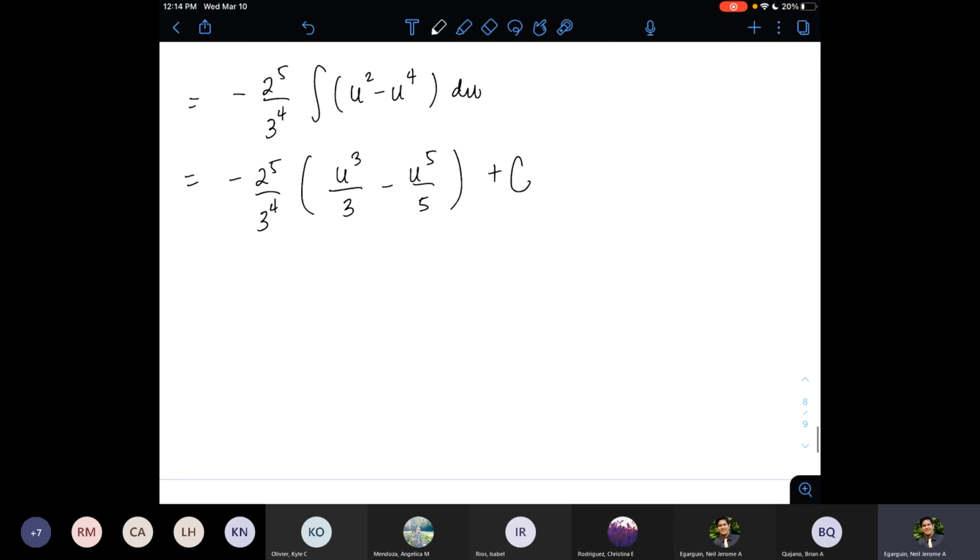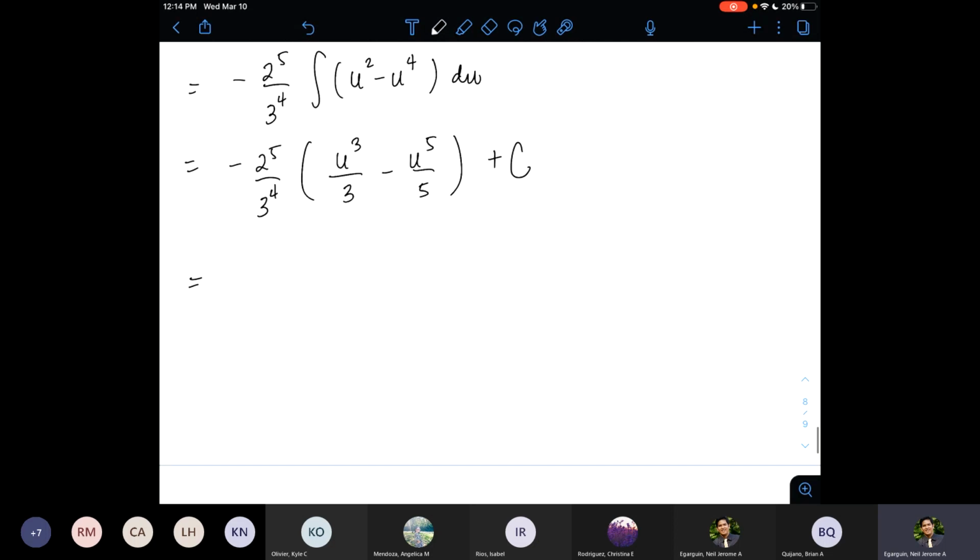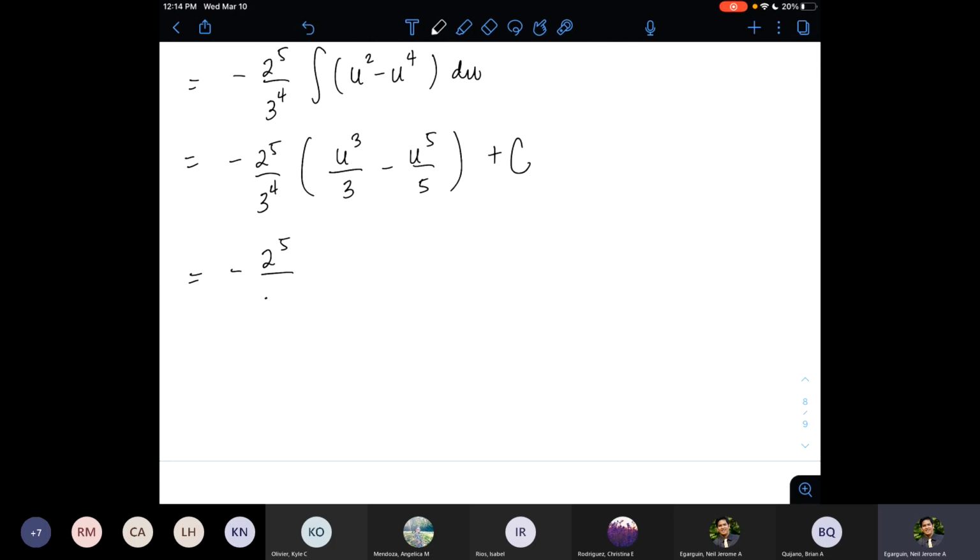And then we revert to the original variable theta. Remember, we let u be equal to cosine theta. So let me just go back to theta. So this is cosine cubed theta all over 3 minus cosine to the fifth theta all over 5 plus arbitrary constant c.